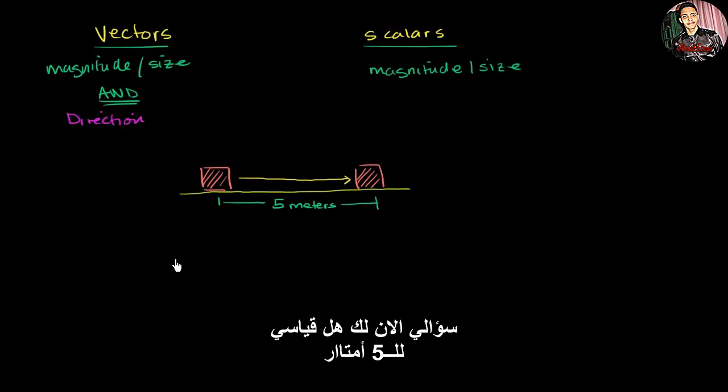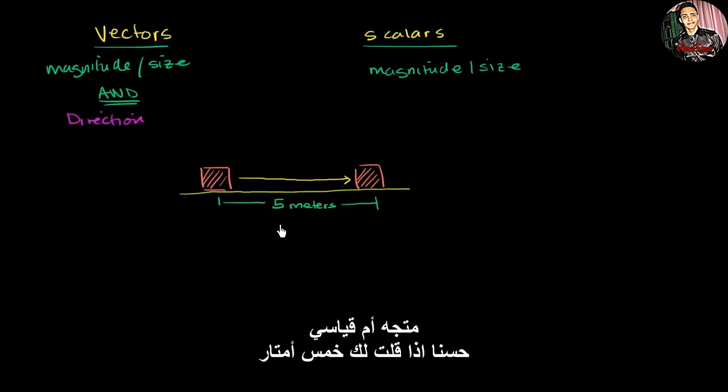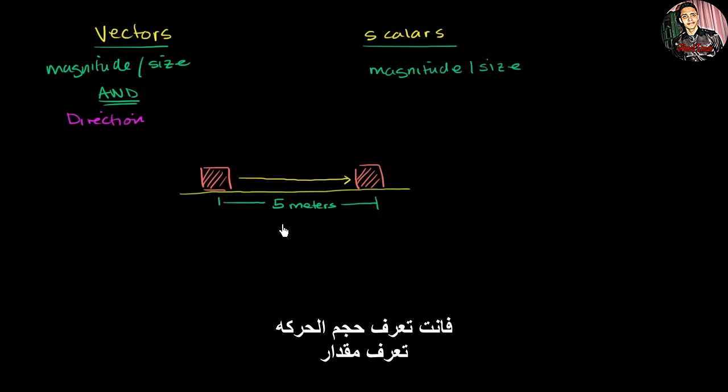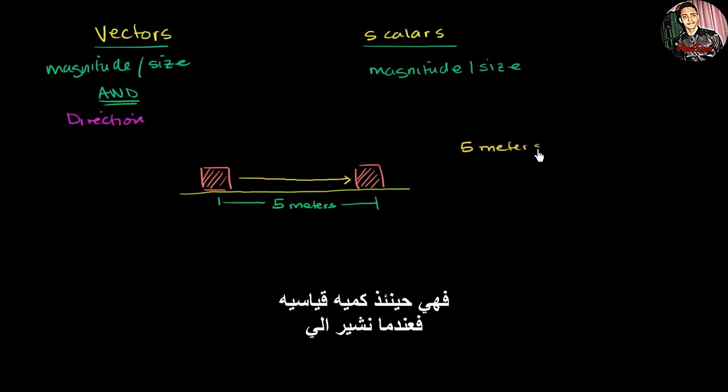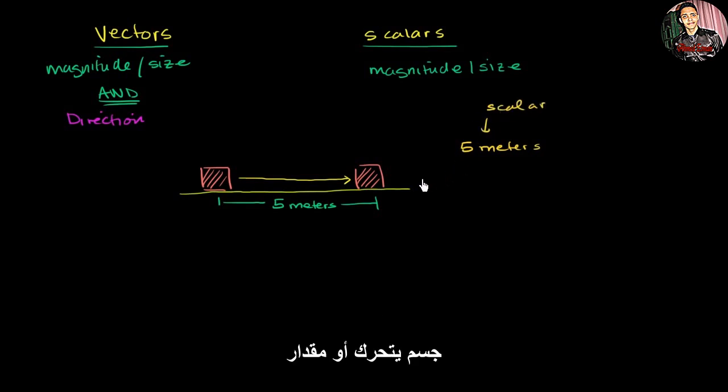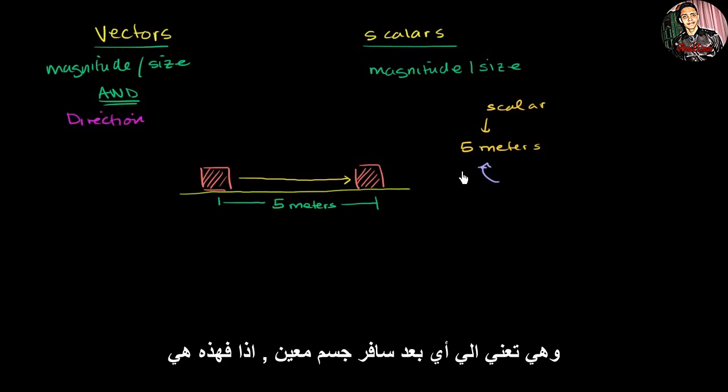So my question to you is, my measurement of 5 meters, is it a vector or a scalar? Well, if I just tell you 5 meters, you just know the size of the movement. You just know the magnitude of the movement. So if someone were to just say 5 meters, this is a scalar quantity. And when we're referring to how much something has changed its position, and I don't give you the direction, we're talking about distance. And I'm assuming you've heard the word distance. How far of a distance has something traveled?